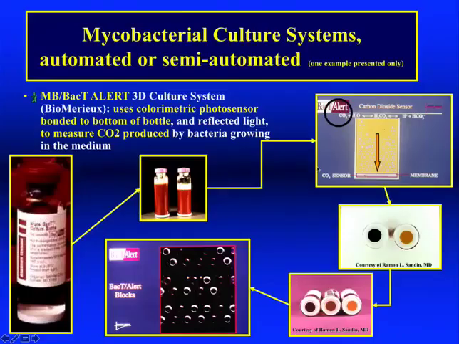And this is one of the systems that just about every hospital laboratory has. It's one of the automated mycobacterial culture systems that uses a broth medium. I'm only using one of the 3 or 4 systems out there in the interest of using a prototype. Certainly, I'm an academic pathologist who doesn't work for any company. This is the Mycobacterial Alert 3D from bioMérieux. It uses a colorimetric photosensor bonded to the bottom of the bottle. And it's going to use reflected light to measure CO2 produced by the bacteria growing in the medium.